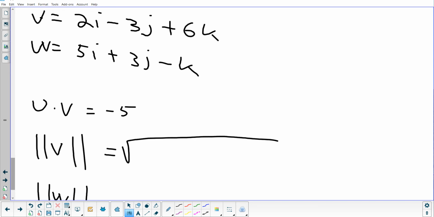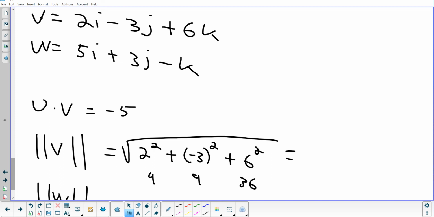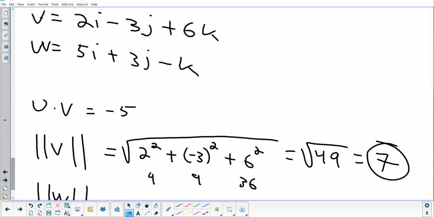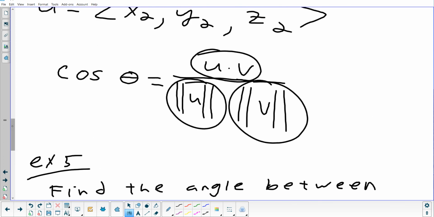And Chris, can you tell me what would go underneath the root to find the magnitude of V? That would be 2 squared plus 3 squared, plus negative 3 squared. Yep. Plus 6 squared. Okay, so that's going to give me 4, 9, and 36. What's 4 plus 9 plus 36? Jack? 49. So that's the square root of 49, which is 7. All right, so we've got 2 out of 3 of the things we need. We've got the dot product, we've got the first magnitude, we need the second magnitude.